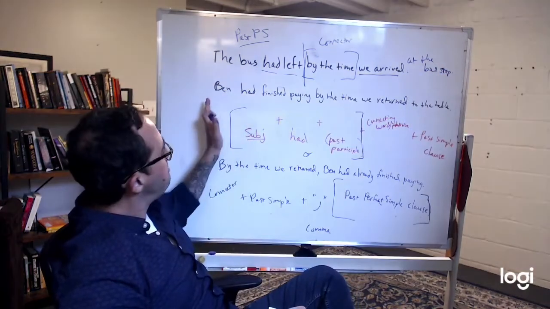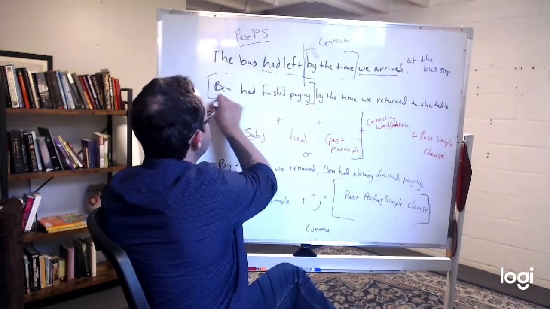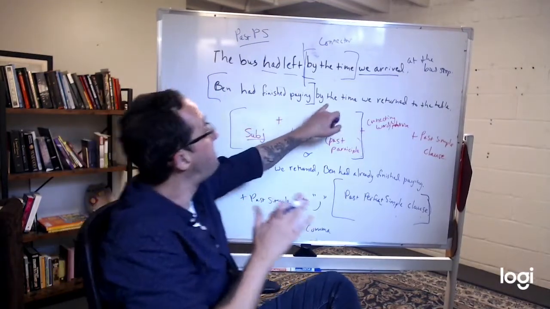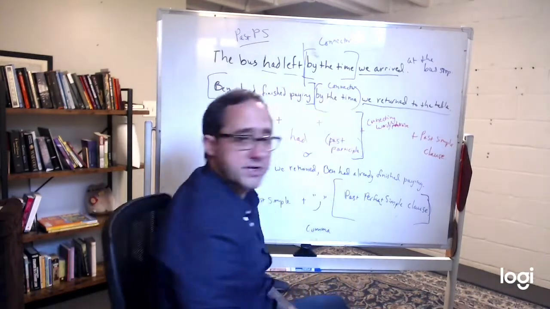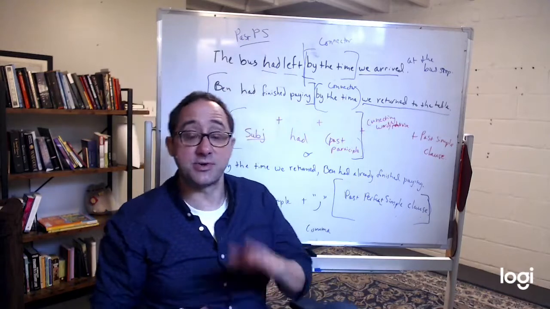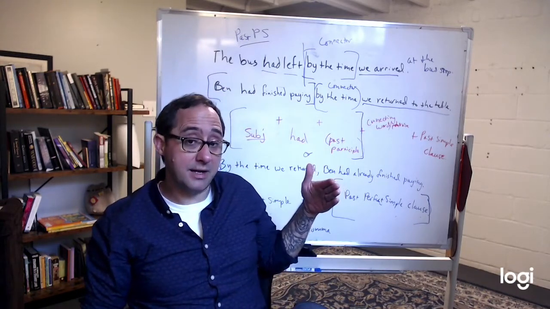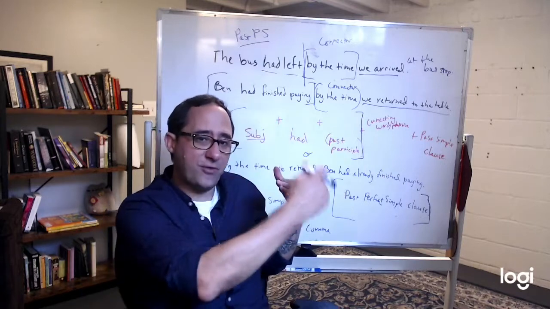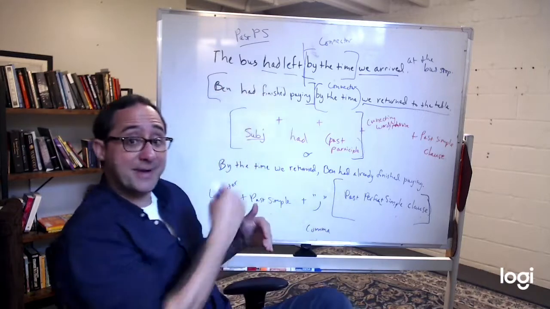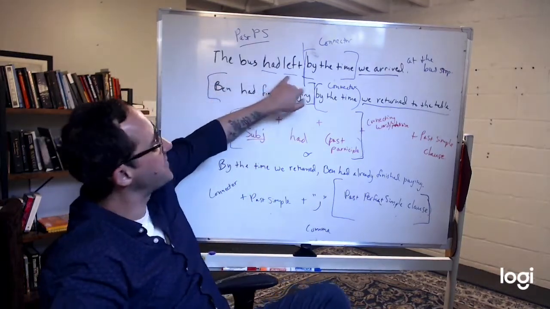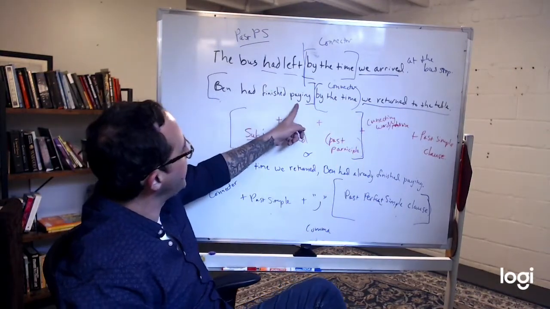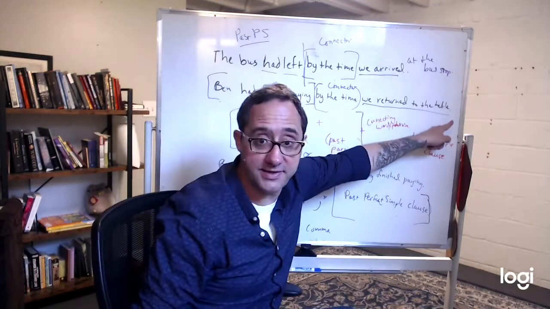Let's look at this one. Past perfect simple clause. Ben had finished paying by the time, connector, we returned to the table. That's past simple. That's how it works. Past simple describes the thing that happened closest to my time, and right before that, the past perfect simple happened, and it affected that past event. The bus had left by the time we arrived. We had missed the bus. Ben had finished paying by the time we returned to the table.